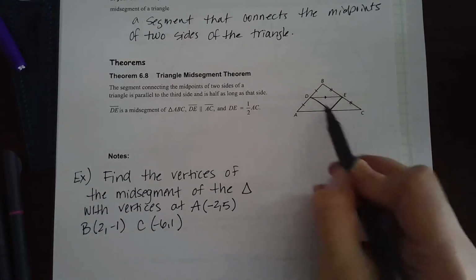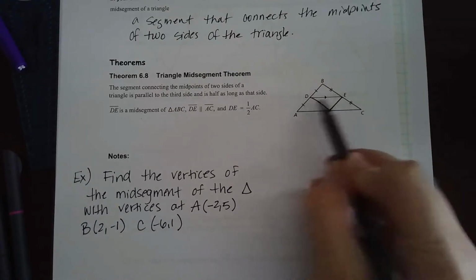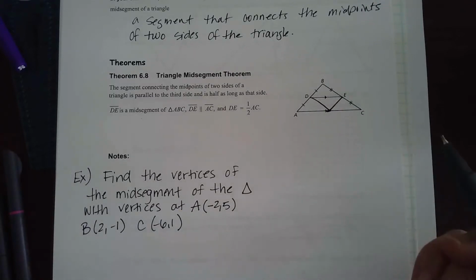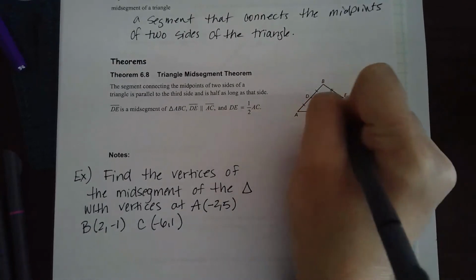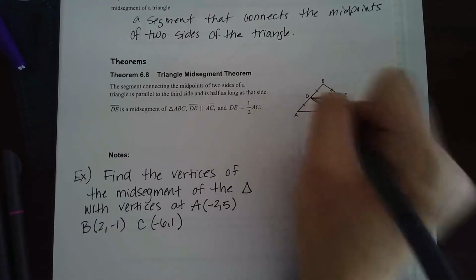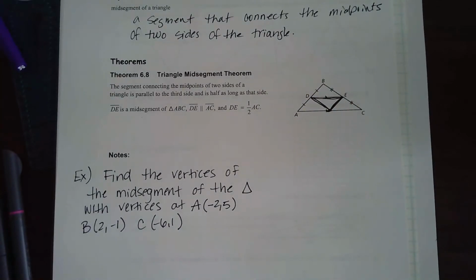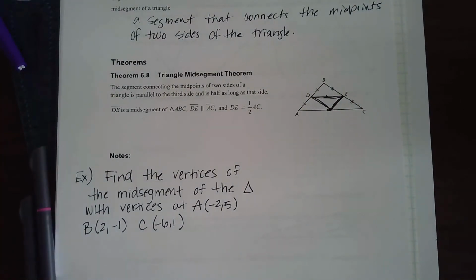A lot of times, all three of these mid-segments together are called the mid-segment triangle. Basically, that means it's the triangle formed by all three mid-segments of a triangle. So there's three separate mid-segments and there's one mid-segment triangle, if that makes any sense.